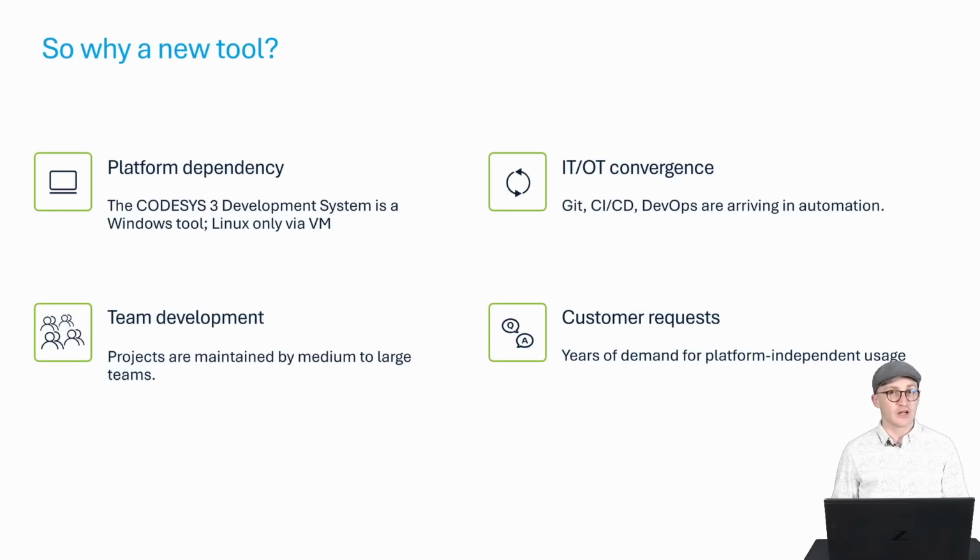Third, team development. Many automation projects are maintained over years by mid-sized or large teams who need proper collaboration tools. Version control, branching, code review. And fourth, customer demand. We have been hearing requests for platform-independent development for years. With that motivation in mind, let me show you 3 design decisions that shaped everything in CODESYS 4.